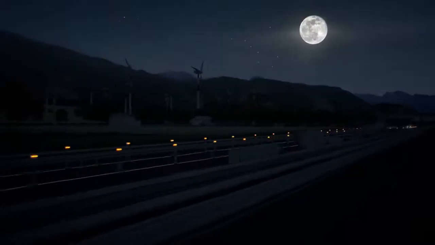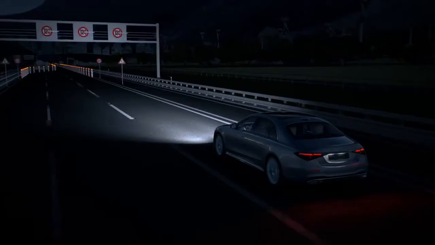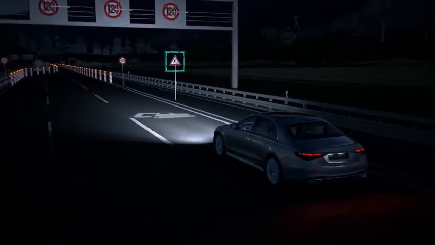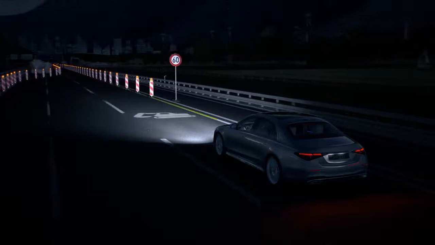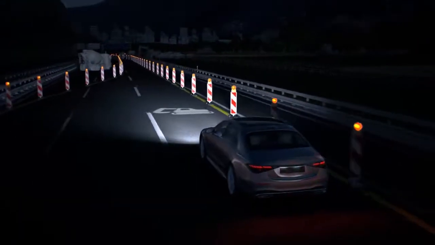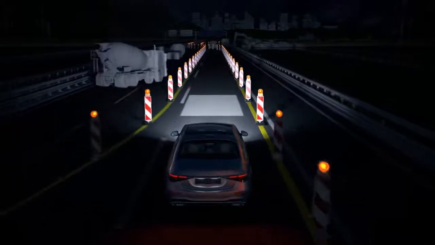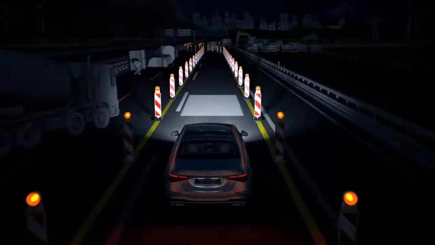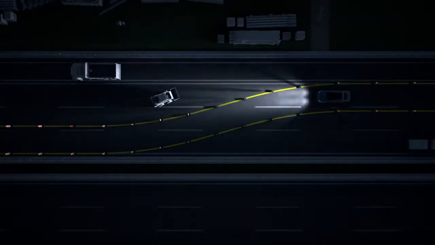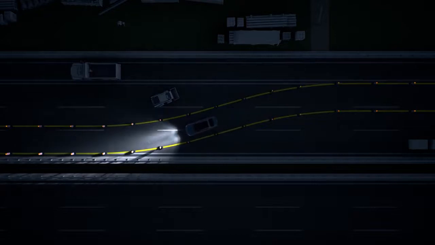When entering a section of roadworks, traffic sign assist projects a roadworks symbol onto the road. When driving through the roadworks, the system projects a light carpet onto the road ahead, which has the same width as the vehicle. In tight curves, the projection of the light carpet is temporarily deactivated.